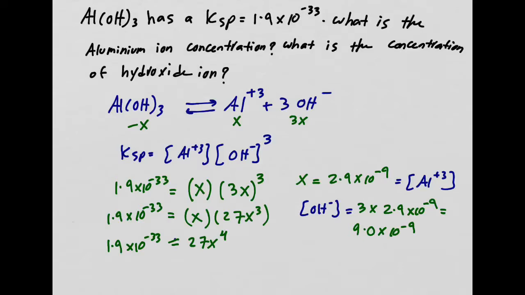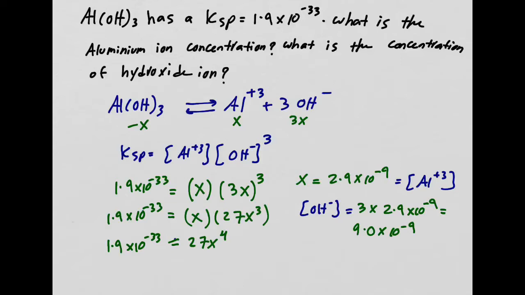So, one more time. X is molar solubility. Now, what does molar solubility mean? It means how much of the aluminum hydroxide dissolved. But when it dissolved, it was a 1-to-1 mole ratio. This is how much aluminum ion you have. But when it dissolved, you form 3 OH⁻, right? So 3 times that, this is how much hydroxide I would get.